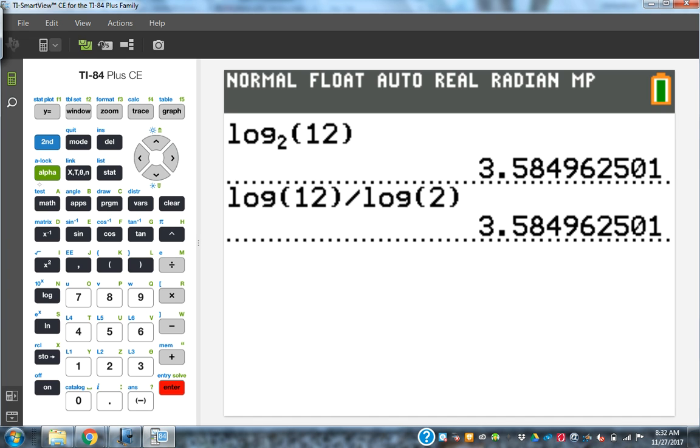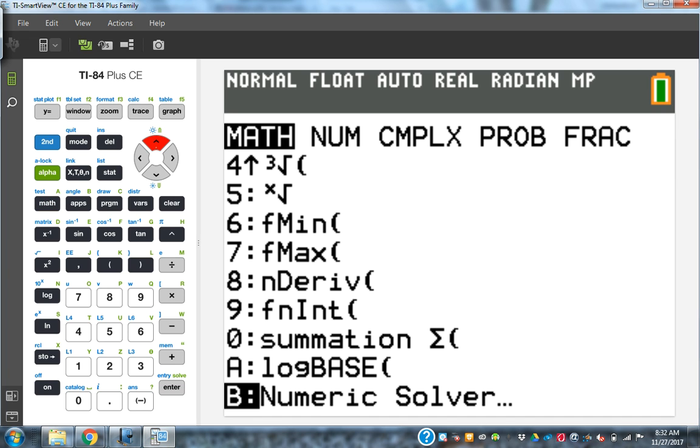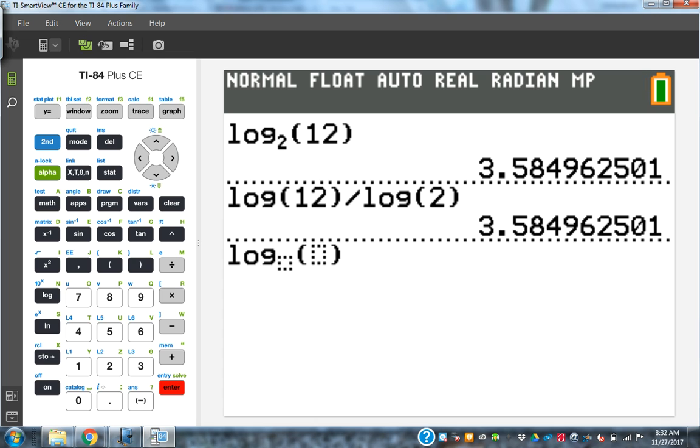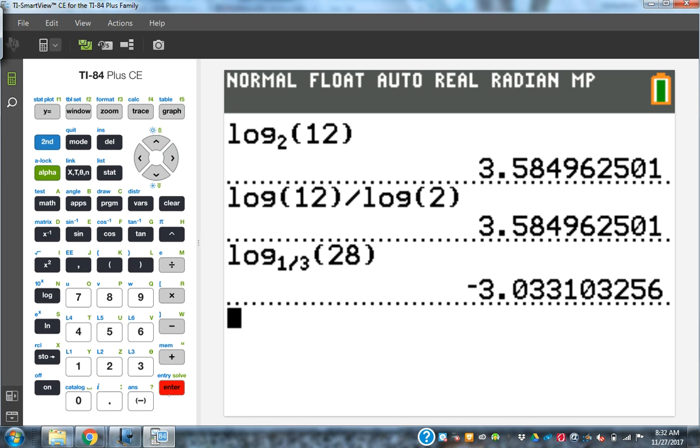So if I'm using the graphing calculator, I can use that log base, and then that'll put a 1/3, and then a 28, and crank that out. Negative 3.033.